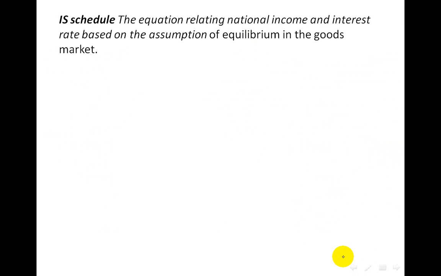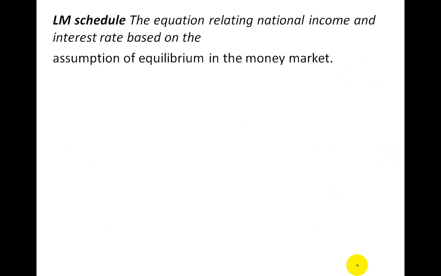Here I give you some notes. IS schedule is the equation relating national income and interest rate based on the assumption of equilibrium in the goods markets. Okay, and the other one is LM schedule is the equation relating national income and interest rate based on what? The assumption of equilibrium in the money market.